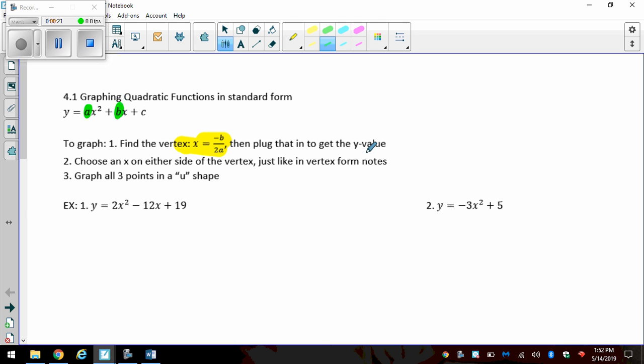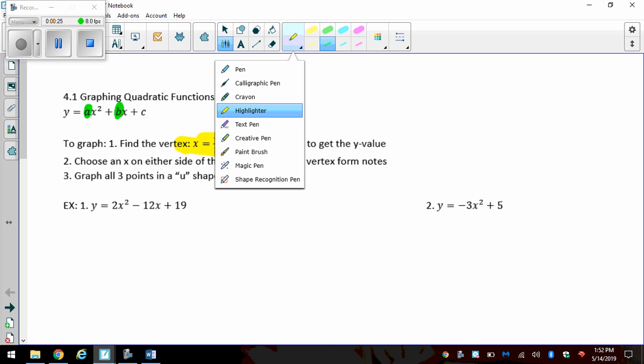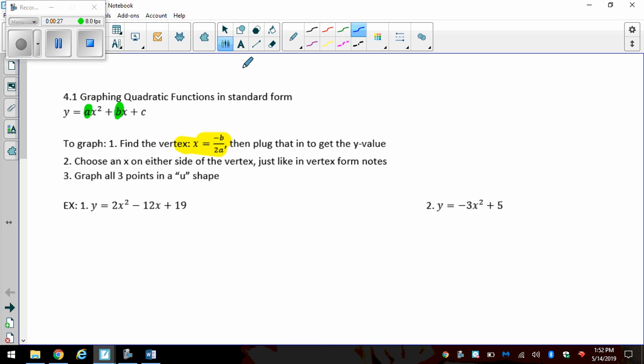Once we get that value, we're going to plug it into the entire equation right here, and that will give us our y value out. So let's see what number 1 looks like to find our vertex. You're going to say x equals the opposite of our b over 2 times my a. You're going to have 12 over 4, so our x value of the vertex is 3.